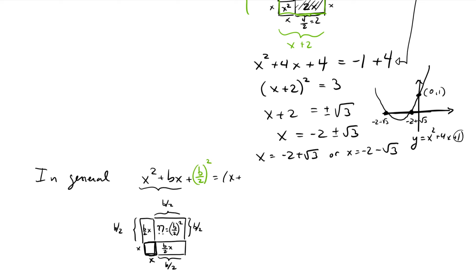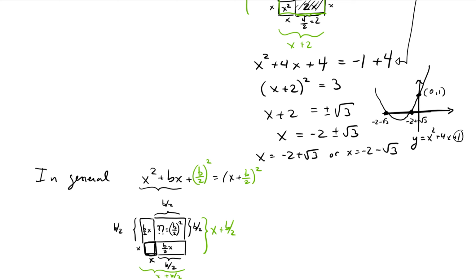And that's going to give me a square, right? That's x plus b over 2 times x plus b over 2. So that is (x plus b over 2) squared, like this.